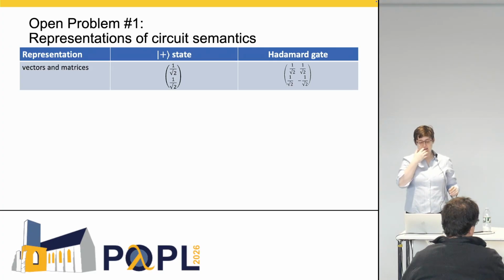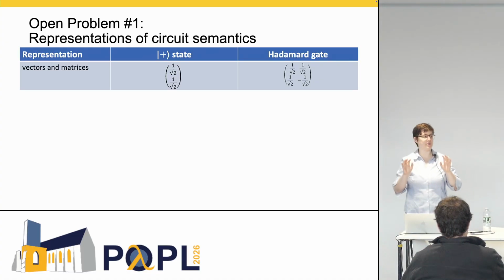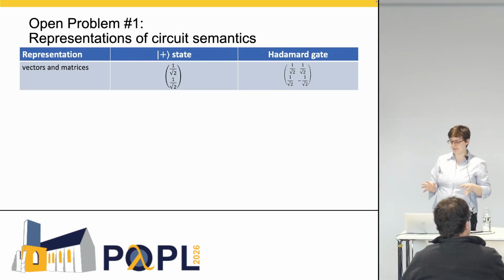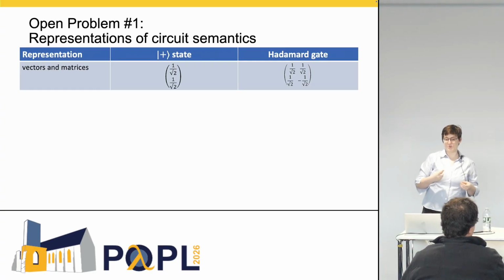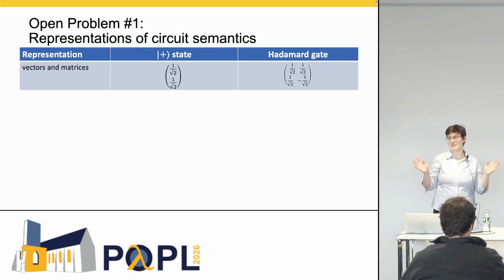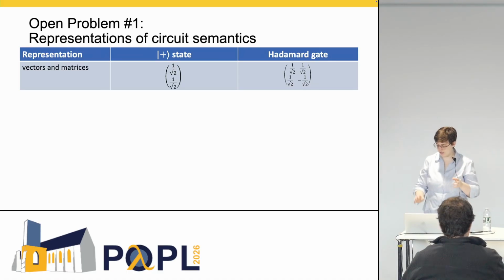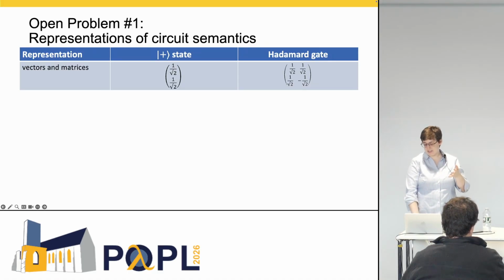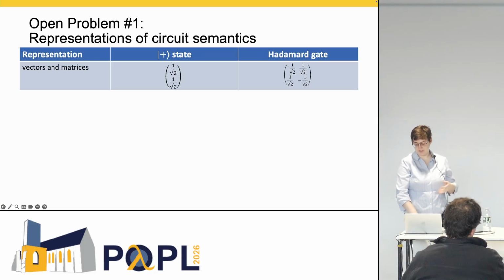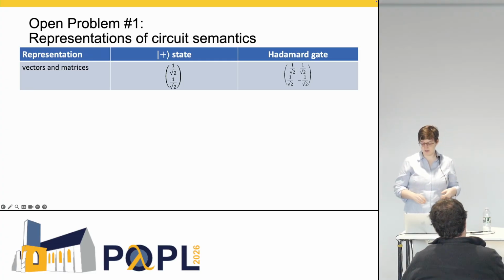And this is kind of leading us to the first open problem that I want to point out, which is: how do we represent this semantics in a way that is scalable and suitable enough for verification? So the first option is vectors and matrices. This is very commonly used, because we can take advantage of existing structures for reasoning about linear algebra, things like high-performance computing, computational linear algebra.